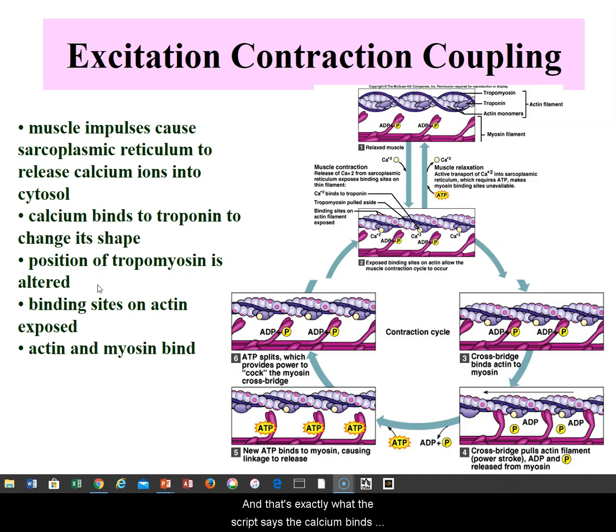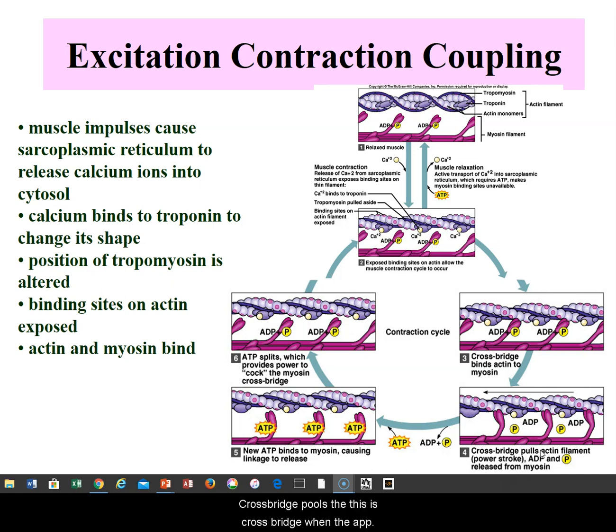And that's exactly what the script says. The calcium binds to the troponin and changes its conformation or shape. The position of the tropomyosin is altered to reveal the binding sites on this actin, and then you will have the binding of the actin and the myosin, the head of the myosin with the binding sites on the actin. And then what happens next is called a stroke, a power stroke. And all of this is called the sliding filament theory.